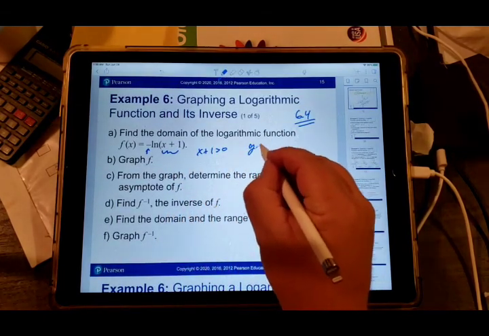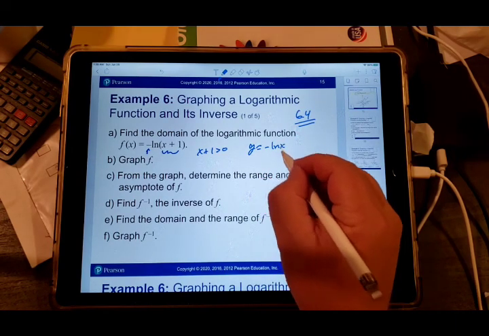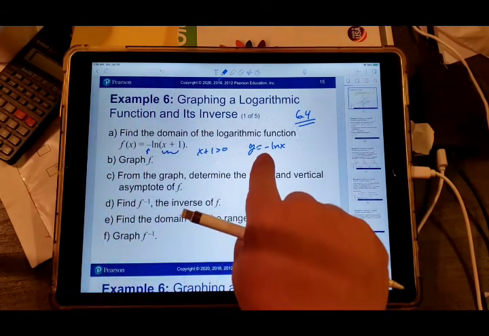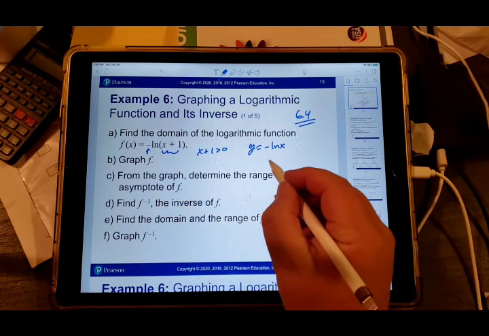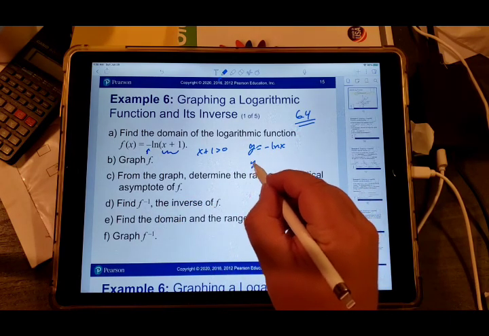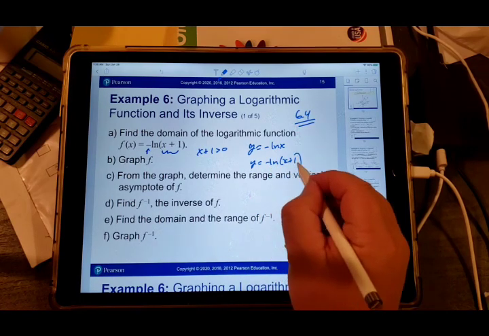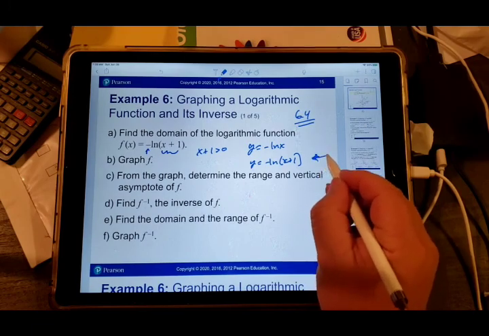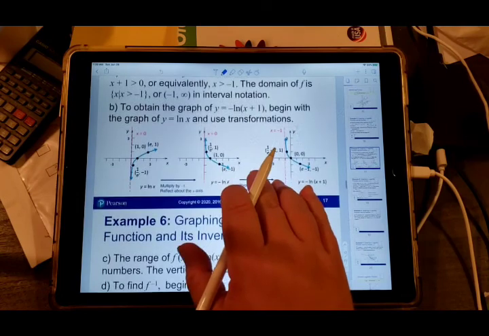I know the author is not going to do this, but I would start with the graph y equals minus ln x. In other words, I like to just get rid of the numbers, but not the minus sign. Learn how to graph that. And then this new graph, y equals minus ln of x plus 1, is going to be this graph shifted over 1. All right, what does the minus do? Well, we'll see.